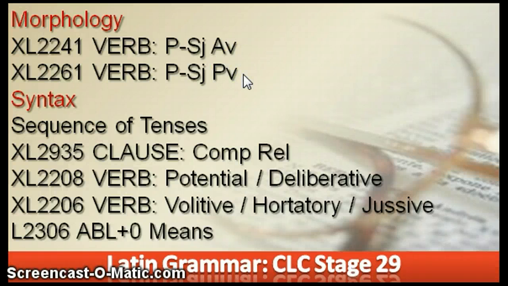CLC Stage 29 Grammar Lecture. In this lecture, we will be covering morphology of the present subjunctive active, the present subjunctive passive, sequence of tenses, complement clause, relative, potential and deliberative mood, volitive, hortatory, and subjunctive and jussive mood, and ablative of manner. Let's begin.